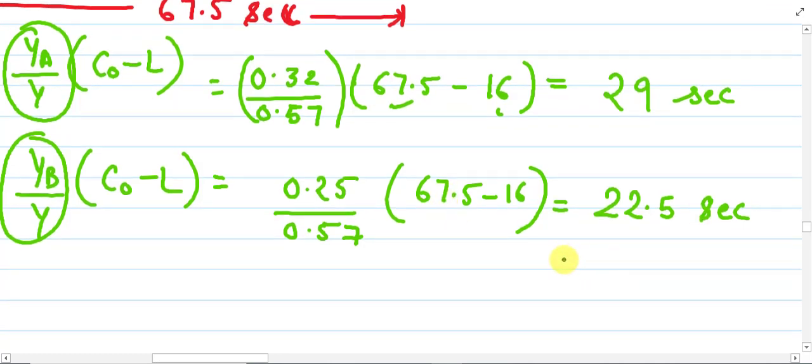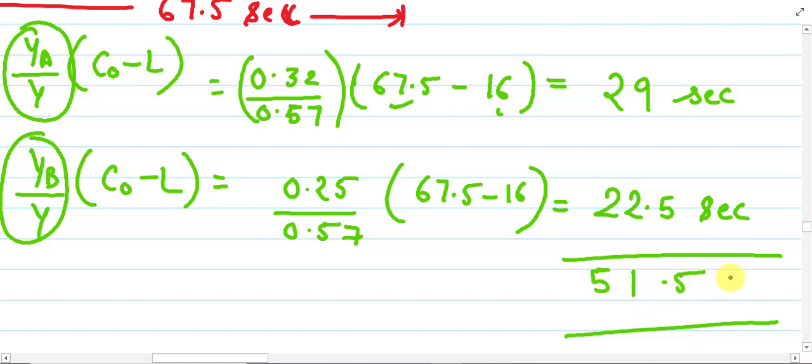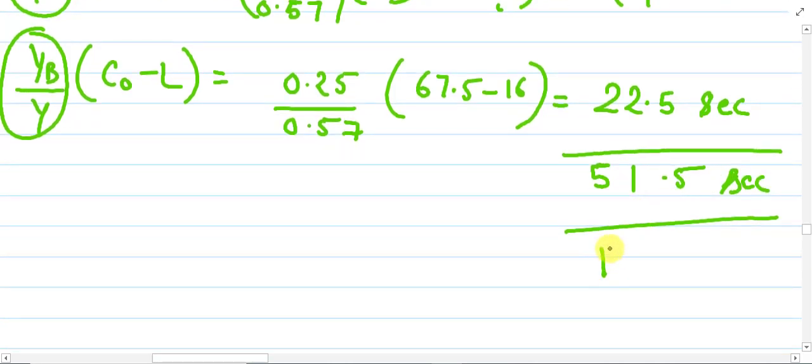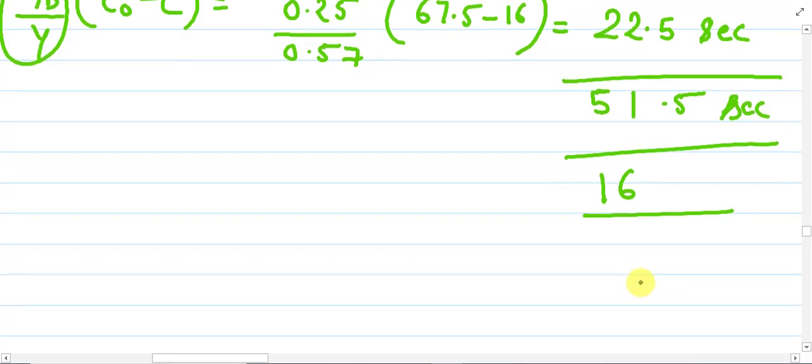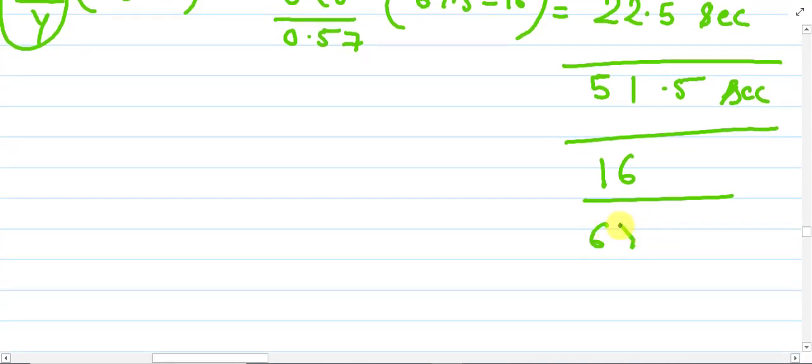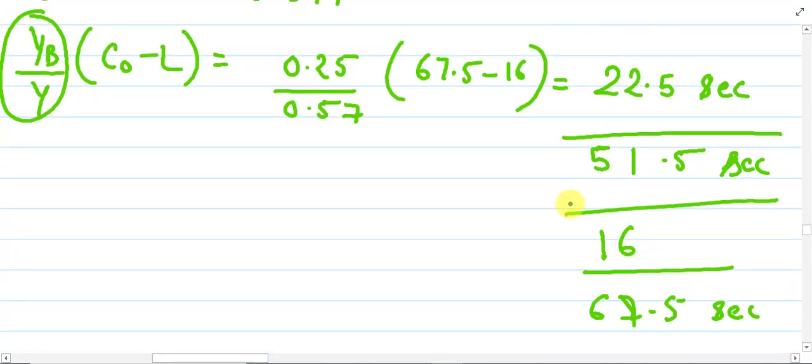Okay, so if you add the green time of both the roads, it will give the value of 51.5 seconds. And to this 51.5 seconds, if you add your total lost time, you will get your total optimum cycle length. Okay, so you can see that these values are related to each other.